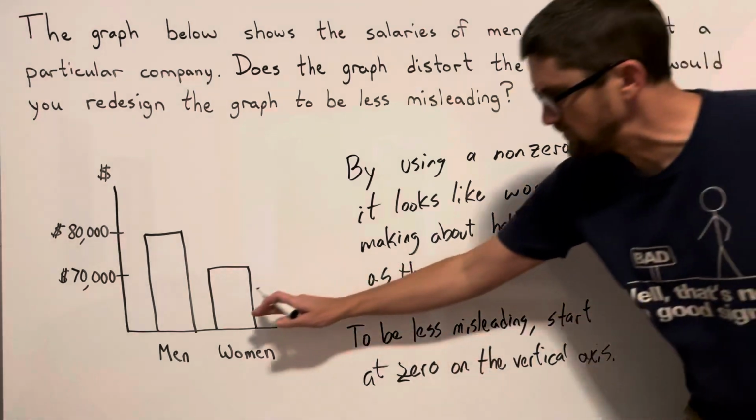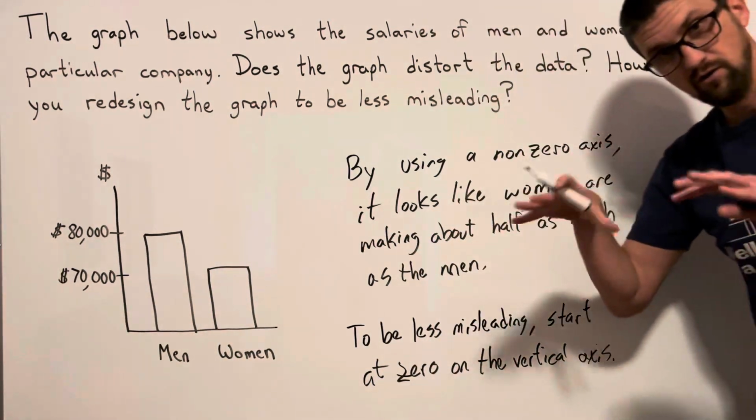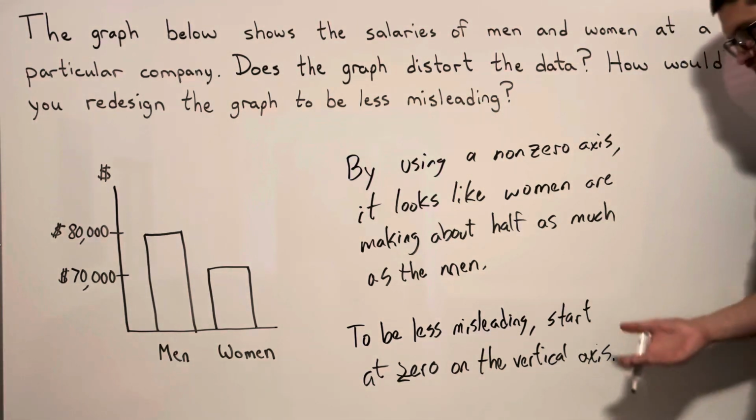If you started at 0, this graph would come down more, and you can see that the bars would be more in line with each other. There you go.